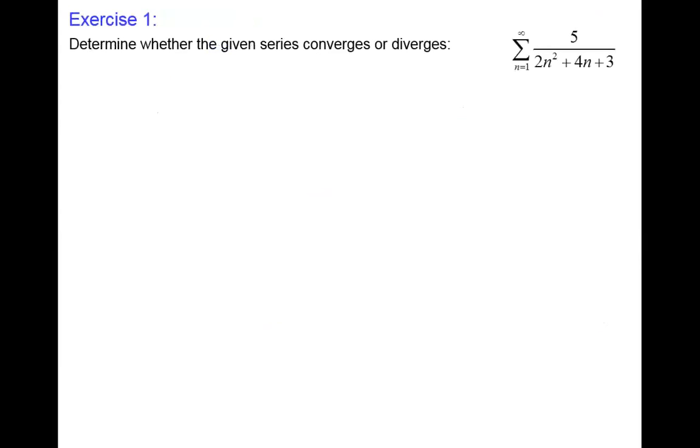Okay, let's start. Exercise number 1. The question will be the same for the next hour. We have to just determine convergence or divergence. We have an infinite series from 1 to infinity of 5 over 2n squared plus 4n plus 3. That's what we can see.